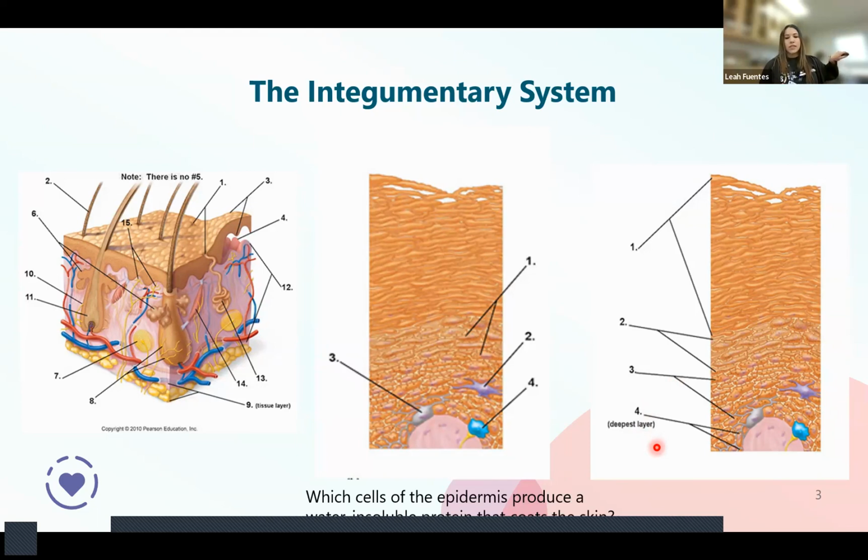And then one layer that we did talk about but is not labeled on here is the stratum lucidum. It's found between the corneum and the granulosum layer.